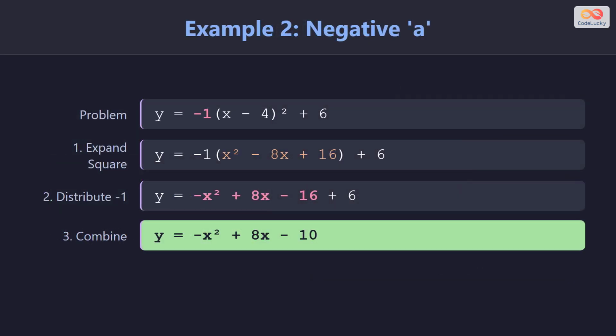Let's look at a slightly harder example with a negative coefficient. Here we have y equals negative 1 times (x minus 4) squared plus 6. First, expand the square to get x squared minus 8x plus 16. Then, distribute the negative 1 to all three terms inside. This flips all the signs. Finally, combine positive 16 and positive 6 to get negative 10. Be very careful with negative signs during distribution.